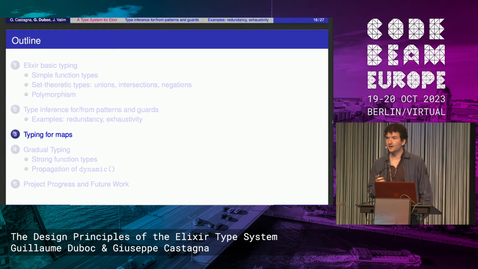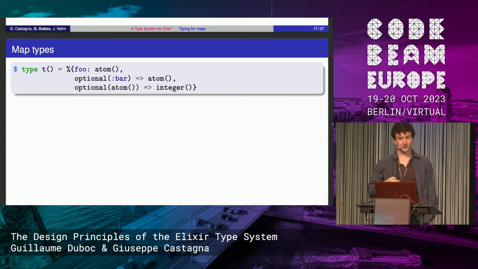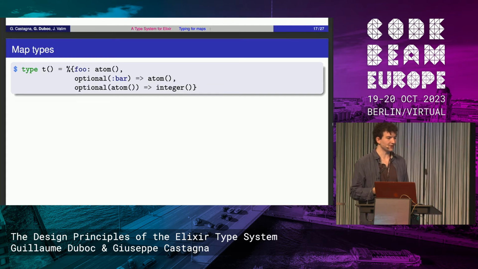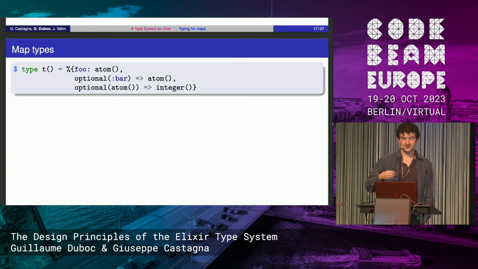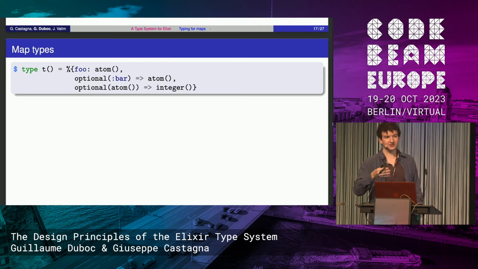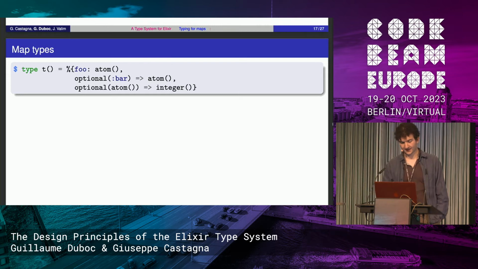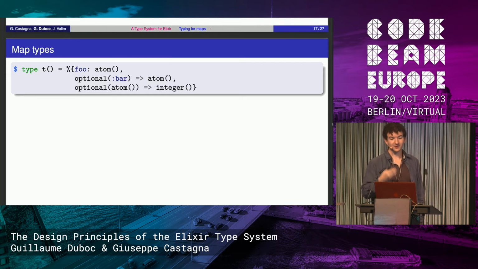So one key issue of the work was also the question of maps, which are very commonly used in Elixir. They are used even for structs, with maps underneath. And so we had to devise a type that captures all the possible uses. And here's what we came up with.